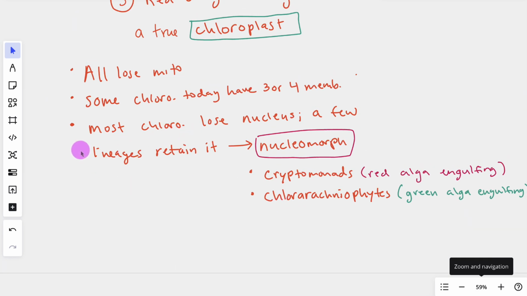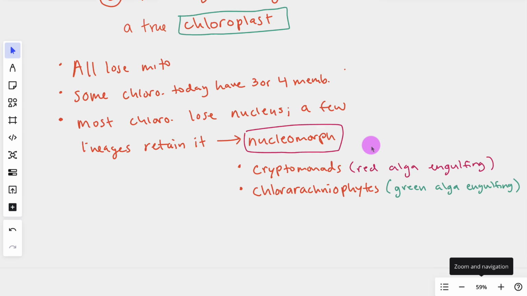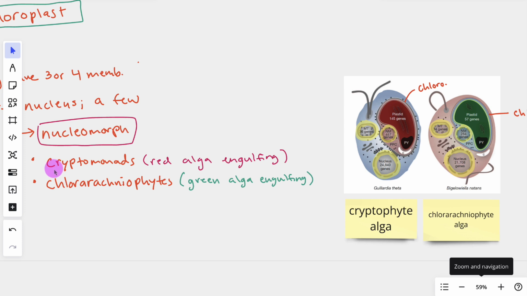Most chloroplasts lose the nucleus that's inside the chloroplast, but a few lineages retain it, and that nucleus is now what we call a nucleomorph. Morph means form, so it's a form of the nucleus essentially. The 2 groups that have nucleomorphs are the cryptomonads and the chlorarachniophytes. Cryptomonads came from engulfing a red alga, and chlorarachniophytes came from engulfing a green alga. So it gives us an example of both.